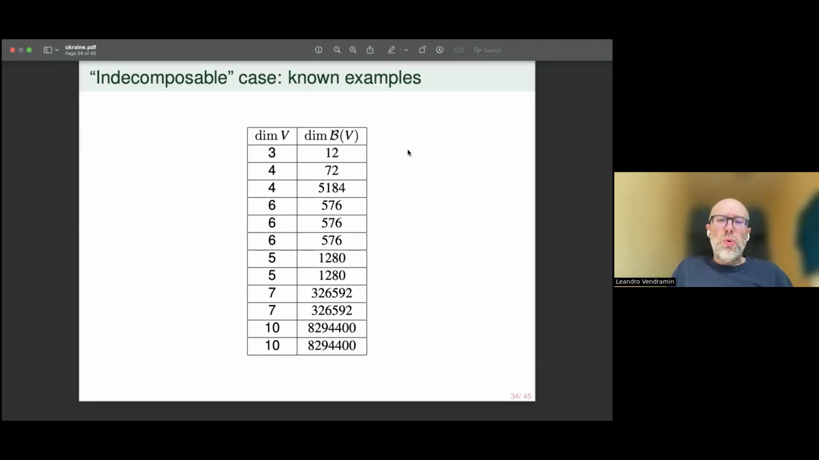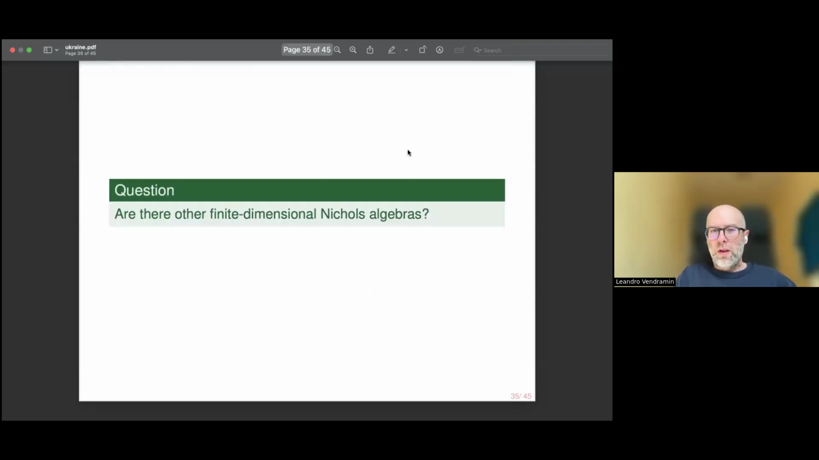So a natural question is whether this list, which is the list of the finite dimensional Nichols algebras over indecomposable modules over the complex numbers that we know, is the full list or not. We don't know. So this is the question: can you find another one or not?